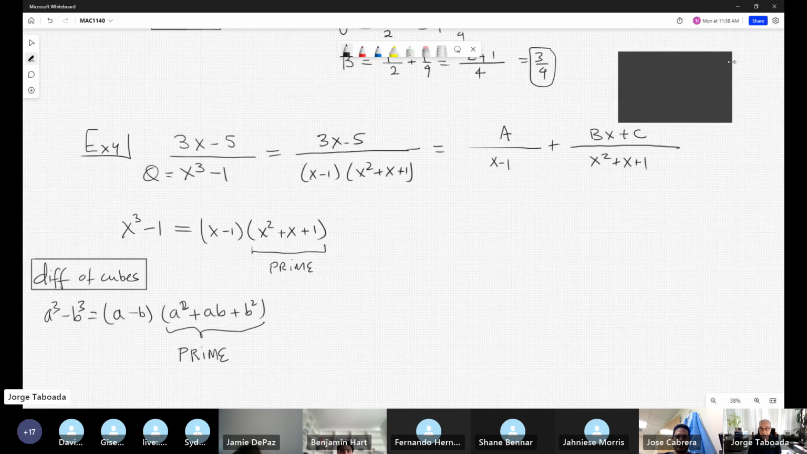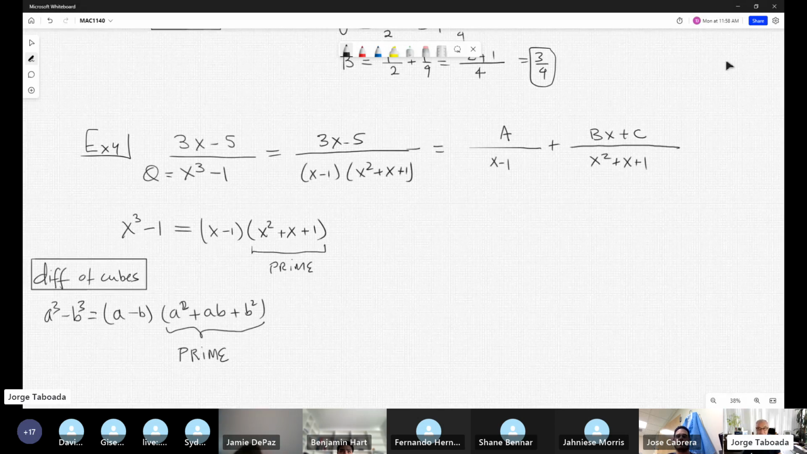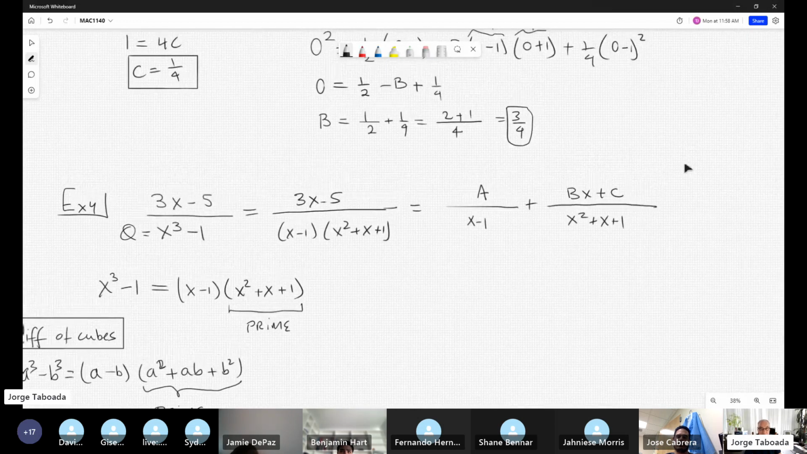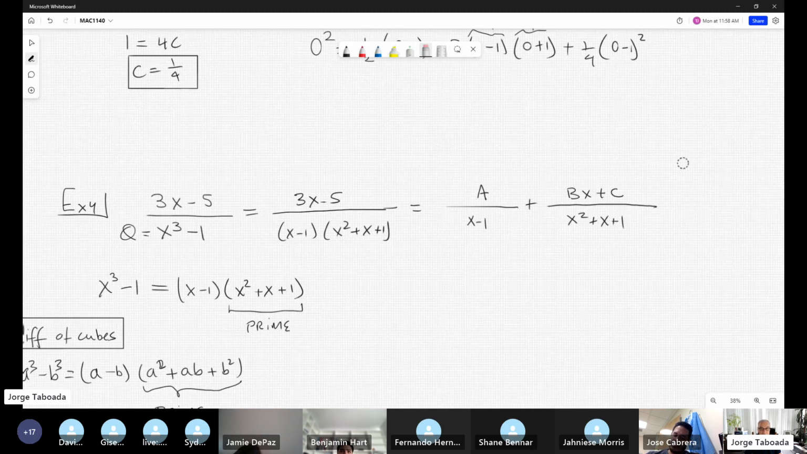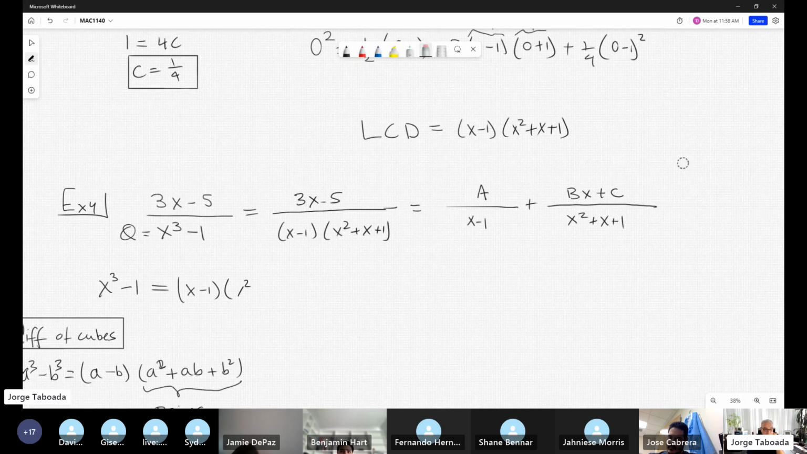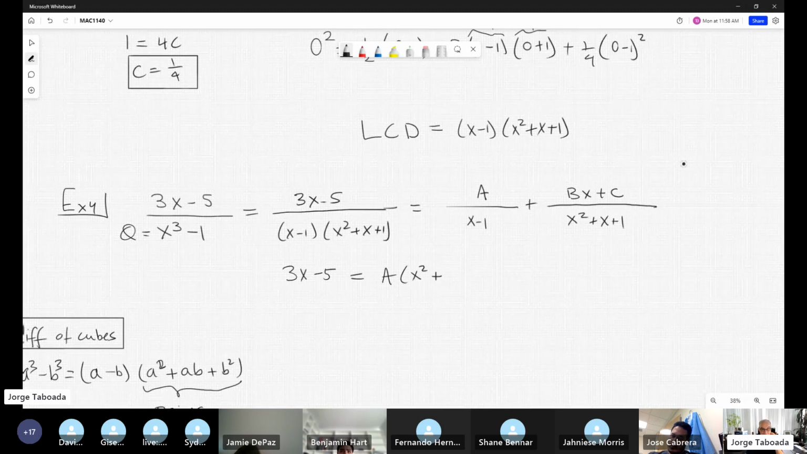Okay, come back. So now, what is the next step? Well, the next step is easy. The next step is to find the least common denominator. Of course, the least common denominator is x minus 1 times x squared plus x plus 1. And when you multiply everything by the least common denominator, on the left hand side we have 3x minus 5. On the right hand side, we have A times x squared plus x plus 1 plus bx plus c times x minus 1. It doesn't matter the order that you write the factors. It's a multiplication, and multiplication is totally commutative.